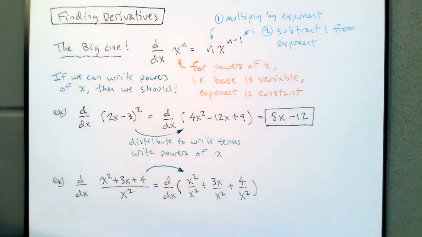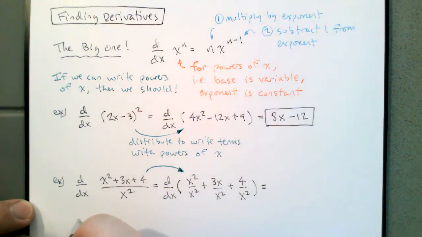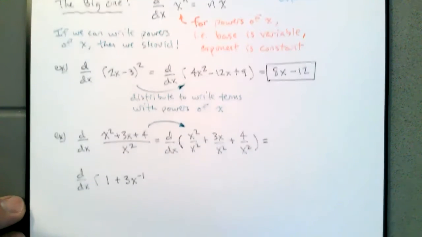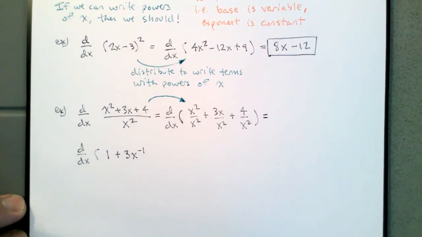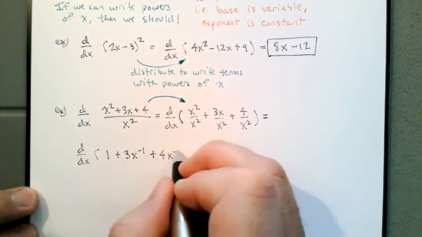We want to use this super simple rule. I want to do nx to the n minus 1, so I'm going to rewrite the expression to make that happen. So in this case, we're taking the derivative. X squared over x squared is just 1. 3x divided by x squared is plus 3 over x, or 3x to the negative 1, because we're trying to write powers of x. And then 4 over x squared is plus 4x to the negative 2.